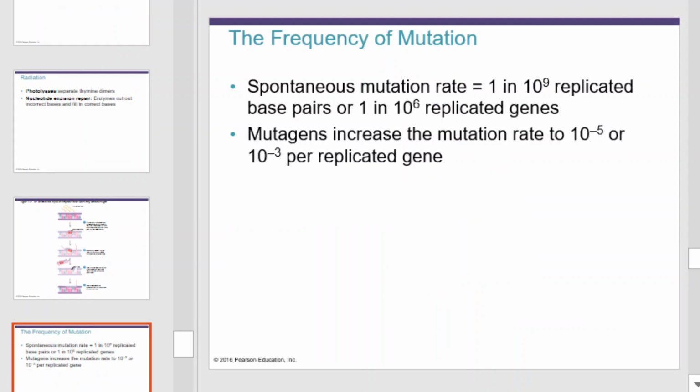The frequency of mutation. Spontaneous mutation rates are roughly 1 in every 10 to the 9th replicated base pairs, or 1 in 10 to the 6th replicated genes. Mutagens increase the mutation rate to 10 to the -5 or 10 to the -3 per replicated gene.